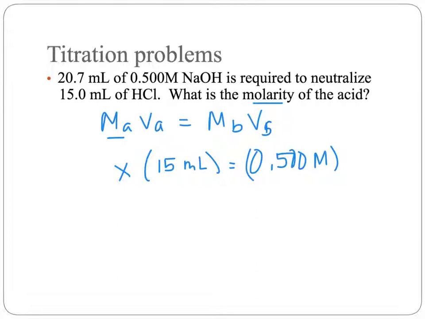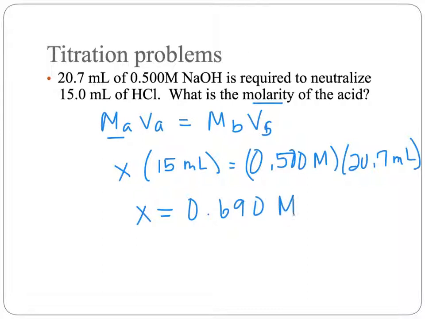And the volume of your base is 20.7 milliliters. And you would just solve this algebraically, and you'll find out that the molarity of our acid is going to be 0.690 molar for this hydrochloric acid. So it's really pretty straightforward. If you've got the dilution equation, if you've worked with that enough so you're comfortable with that, you're plugging in and solving things basically the same way.